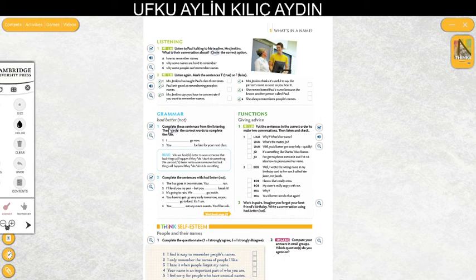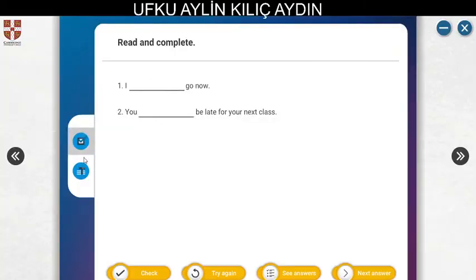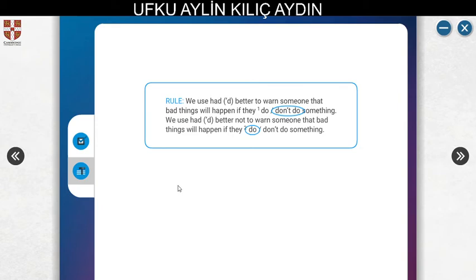Okay. Had better or had better not. Had better means you need to do this thing, otherwise something bad will happen. You have to do that. It is very strong advice. The strongest advice. Had better. We use had better to warn someone that bad things will happen if they do or don't do something. Which one? Don't do something.